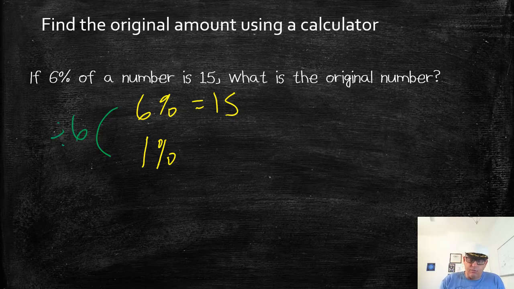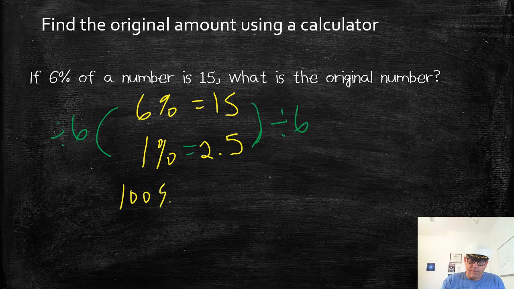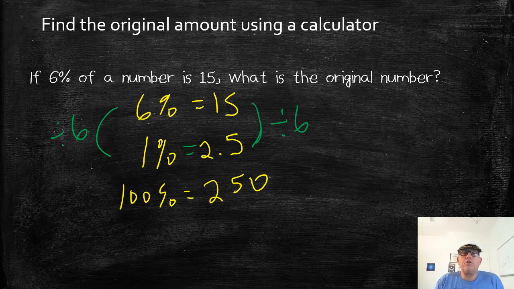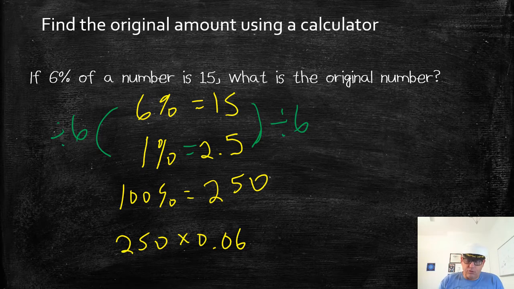So I need to do what's 15 divided by 6. You can put that in your calculator and you get 2.5. So 1% is 2.5. And I want to know what 100% is. So I multiply by 100. So 2.5 times 100 is 250. So what's the original number? The original number is 250. So that means that 250 times 0.06, that's another way of saying what's 6% of 250, if I put that in my calculator, my answer is going to be 15.